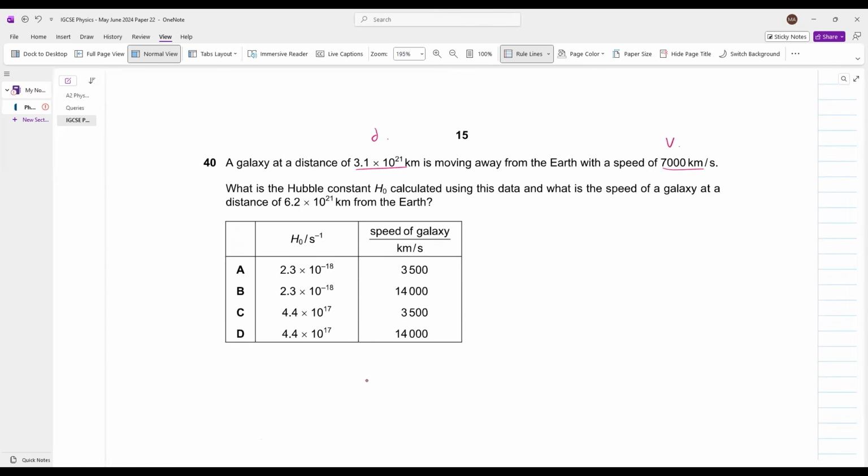Okay. Can you calculate H naught? Yes, V is equal to H naught D.